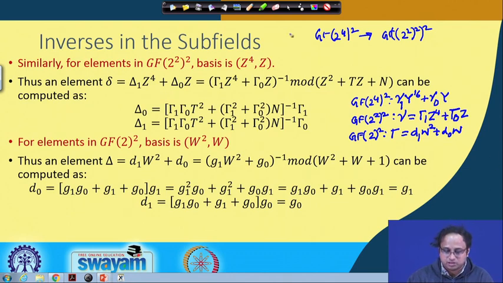Okay. So that is the whole idea. Therefore, you can observe that this is my inverse in GF(2^2)^2, where these smaller inverses are now in GF(2^2). But if you rewrite again, if you do the same thing for the smaller field, then again you will have inverses, but these inverses are in GF(2).